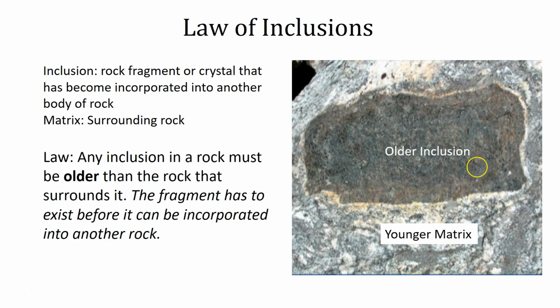So if we look over here, we've got a black chunk of rock that's surrounded by a lighter gray rock. Well, if this right here is an inclusion, that tells us this inclusion has to be older than the rock around it. So this fragment had to exist before it could be incorporated into another rock that would come around and surround it.